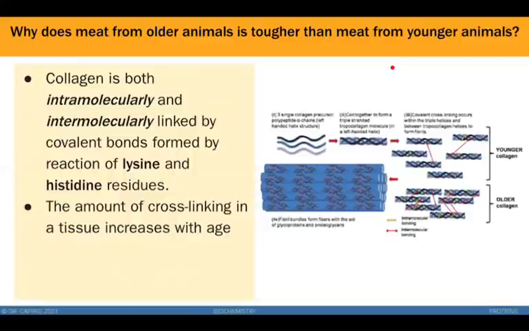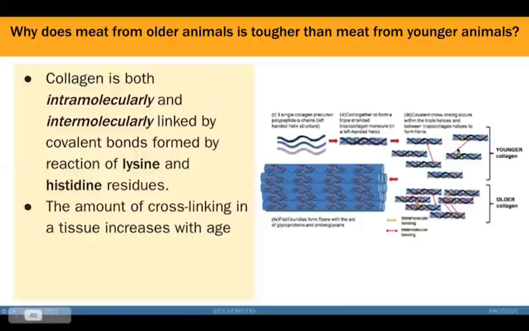Now, we have a question here. Why is meat from older animals tougher than meat from younger animals? Collagen is both intramolecularly and intermolecularly linked by covalent bonds formed by the reaction of lysine and histidine residues. And the amount of cross-linking in tissues increases with age.